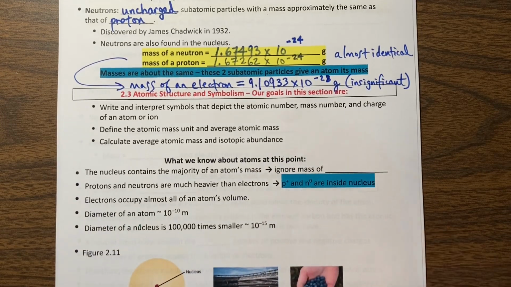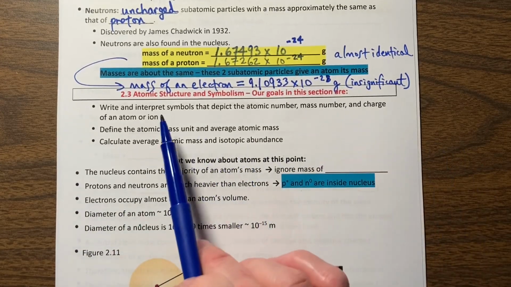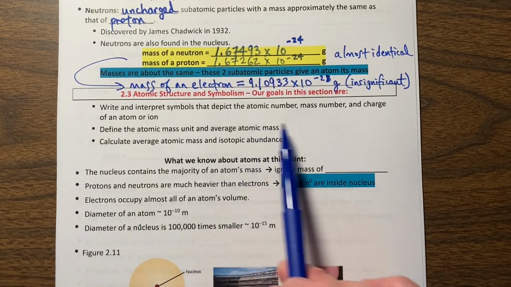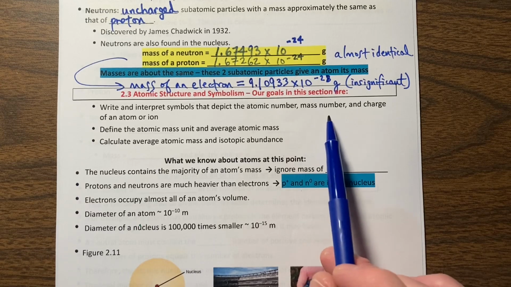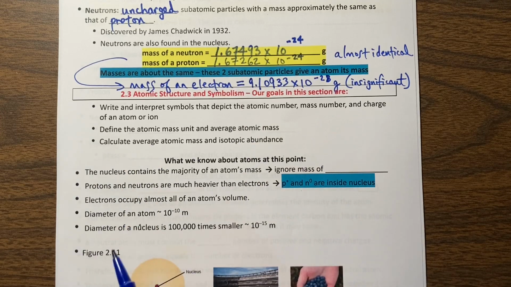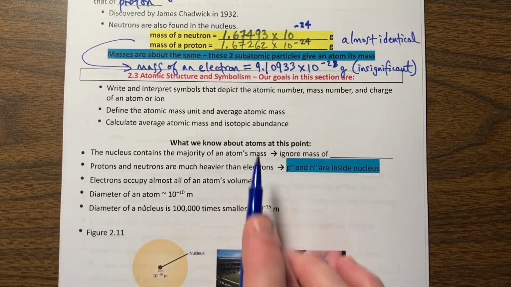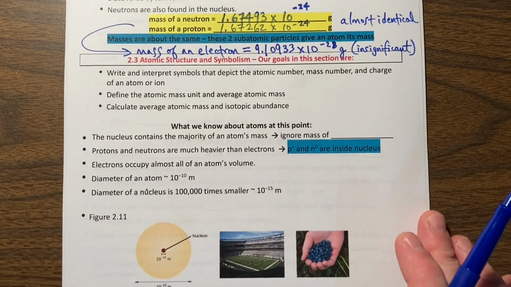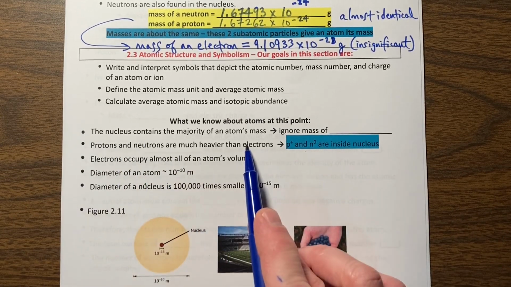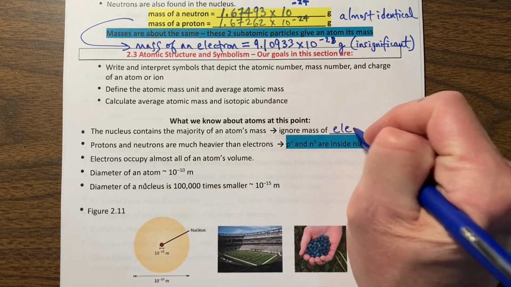Let's talk about the symbolic representation of atoms now. So, atomic structure and symbolism. We want to write and interpret some symbols that depict the atomic number. So there's some new vocabulary for you. I want you to learn atomic number, mass number, and electric charges. I want you to understand what an atomic mass unit is, what the average atomic mass of an element is, how to calculate it, and how isotopes fit into all that. So here's what we know about atoms at this point. The nucleus contains the majority of an atom's mass, so we can ignore the mass of the electrons.